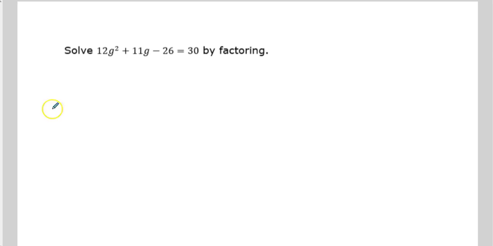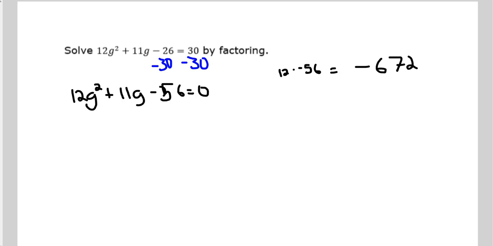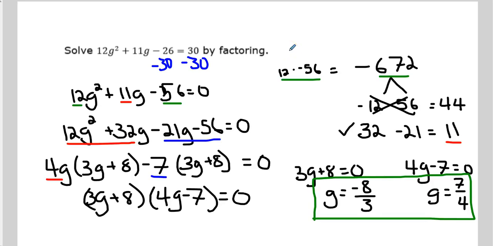Alright, let's look at another example. I want you guys to solve this. Take a couple seconds. Remember, set your equation equal to 0 by moving the 30 over, and then factor and set your factors equal to 0. Okay, hopefully you had a couple seconds to give this a go. Once again, move the 30 over so that our equation is set equal to 0.